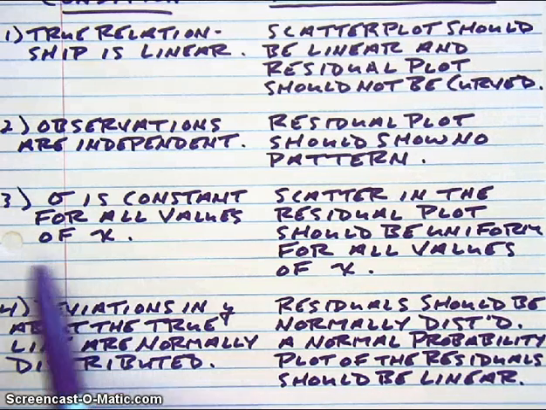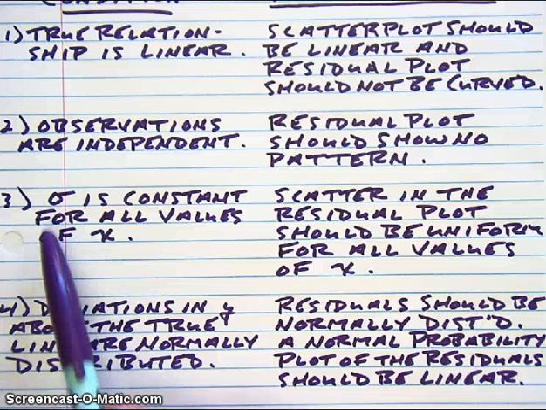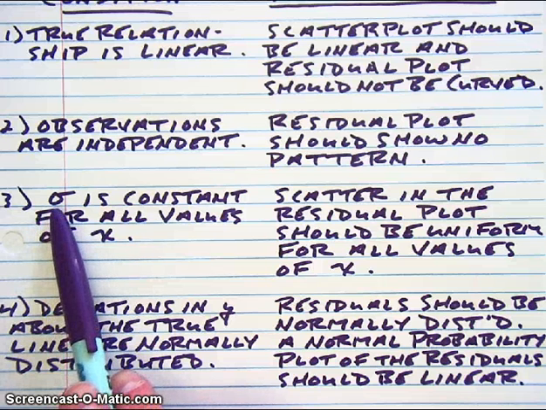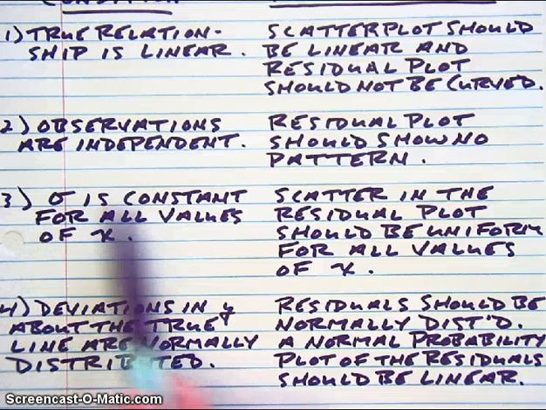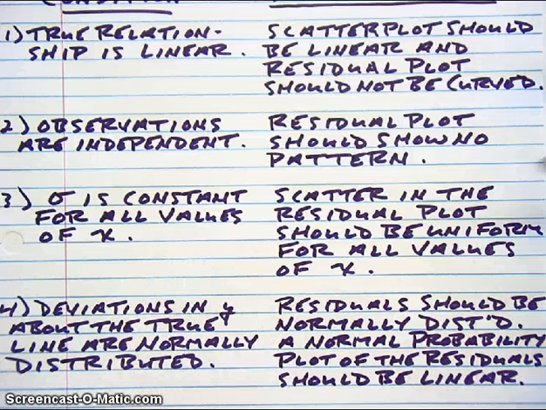Third condition, the standard deviation sigma, or the spread about the line, should be constant for all values of x. Now the way you check that is look at the scatter and the residual plot. That should be uniform for all values of x.